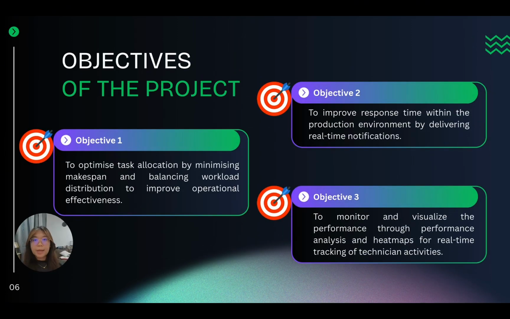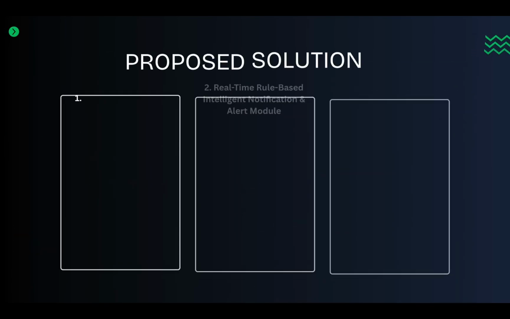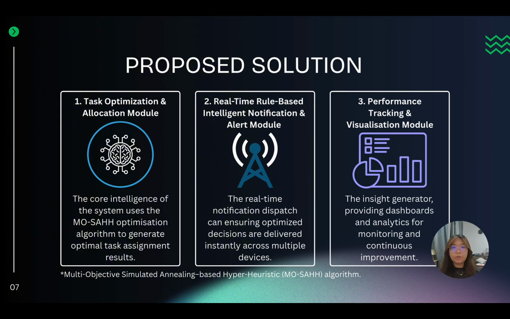Based on the problems identified, this project has three objectives. The first objective is to optimize task allocation by minimizing max spend and balancing workload distribution to improve operational effectiveness. The second objective is to improve response time within the production environment by delivering real-time notification. The third objective is to monitor and visualize the performance through performance analysis and heatmap for real-time tracking of technician activities.